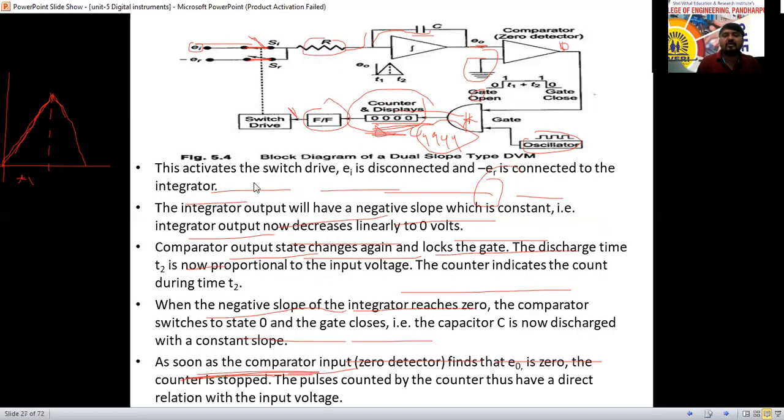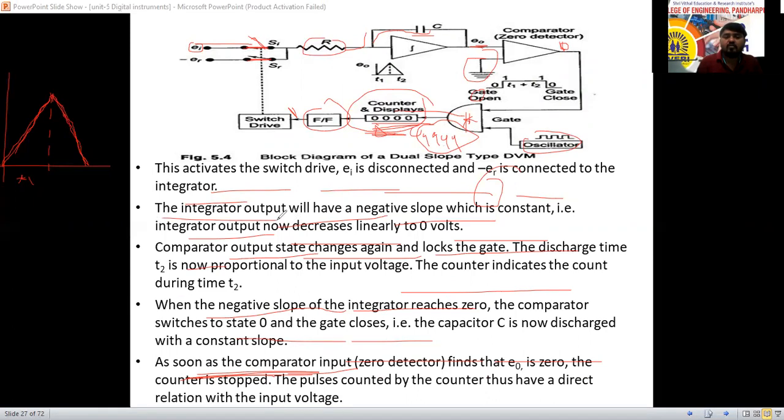See here, this activates the switch drive, that is, EI is disconnected, and minus ER is connected here. So we are going to connect the minus reference value to the integrator. The integrator output will have a negative slope, which is constant, and because of the negative slope, it is going to start to decrease.